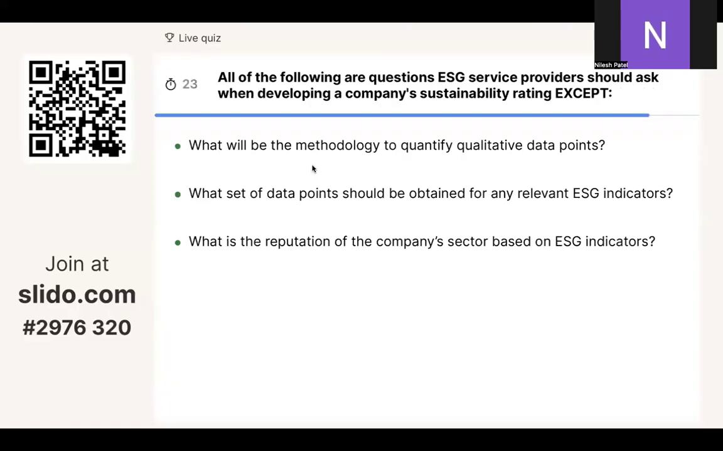All of the following are questions ESG services providers should ask when developing a company sustainability rating, except what will be the methodology to quantify qualitative data points, what set of data points should be obtained from any relevant ESG indicator, what is the reputation of the company's sector based on ESG indicators.